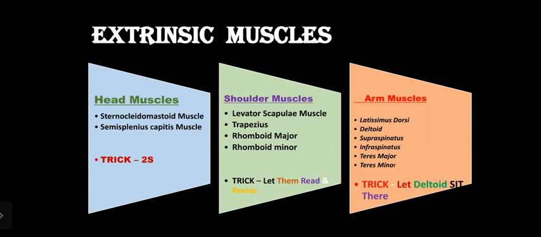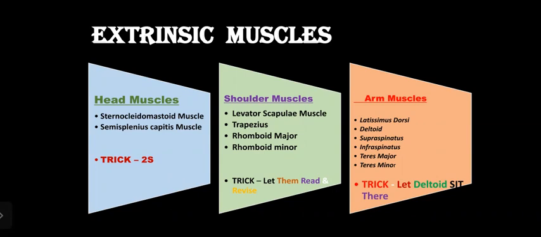Moving down, we have the shoulder muscles. Shoulder muscles are levator scapulae, trapezius, rhomboids. To learn them quickly, in the shoulder we have four muscles, that is levator scapulae, trapezius, rhomboid major, rhomboid minor. To learn, we have a trick. Let them study and revise.